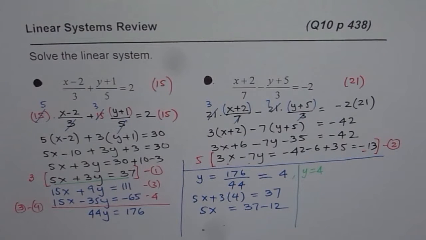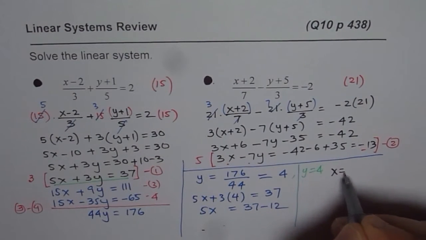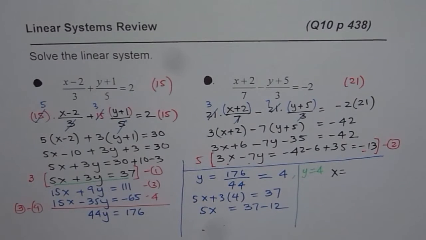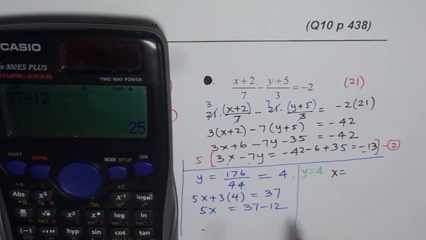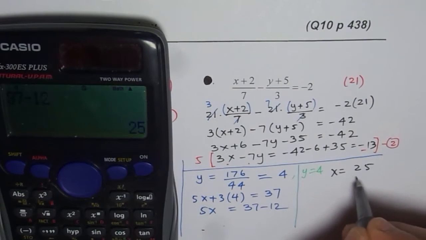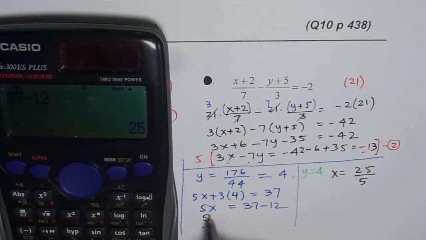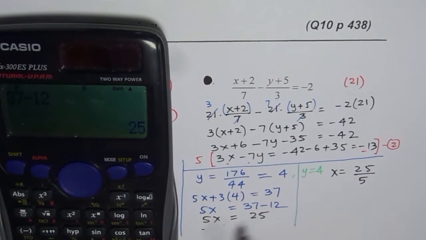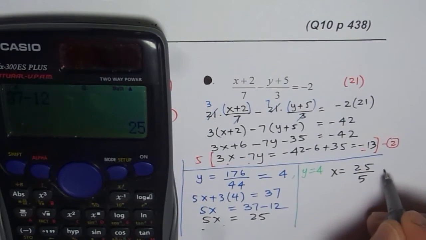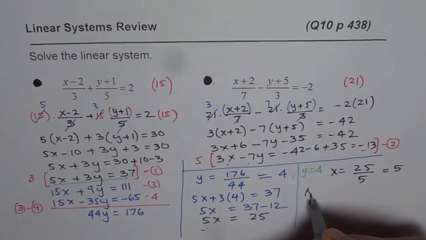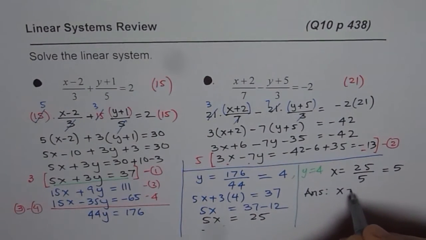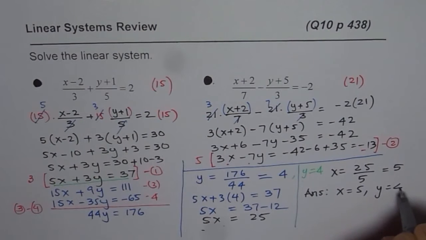When we solve for x, we get x equals 37 minus 12. Using the calculator, 37 minus 12 equals 25, divided by 5, correct? You could do 5x equals 25 here, then divide by 5. That equals 5. Perfect. So we get both x and y. We can now write down our answer, which is x equals 5 and y equals 4.